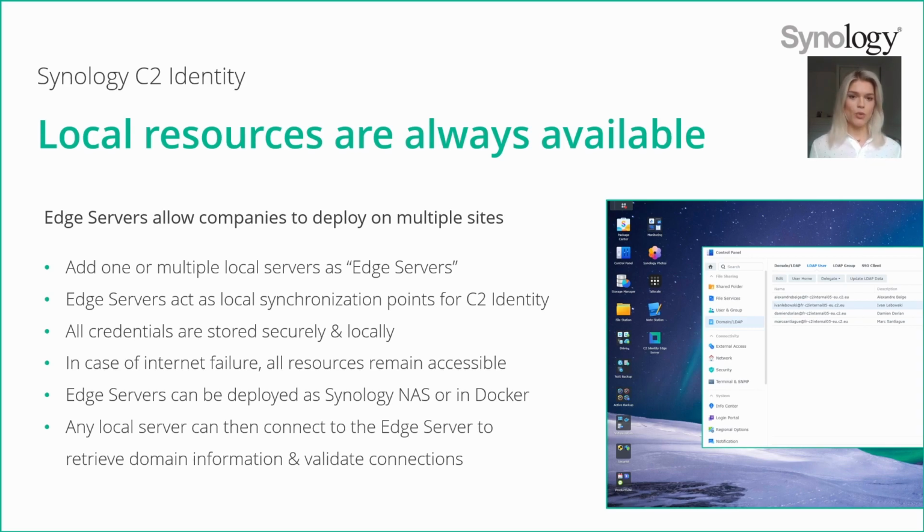For example, if someone connects to a local Synology NAS, the NAS can either check the identity over the internet or without internet locally in order to authorize the connection. The edge server can be installed on Synology NAS or in Docker container. From a Synology NAS, you can connect directly to your directory to manage the access permissions, but also any other local server can connect to a NAS to be able to get the domain information and validate connections locally via the edge server. Let's see an example how it works.